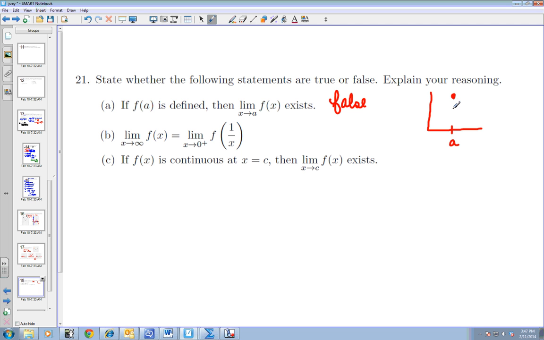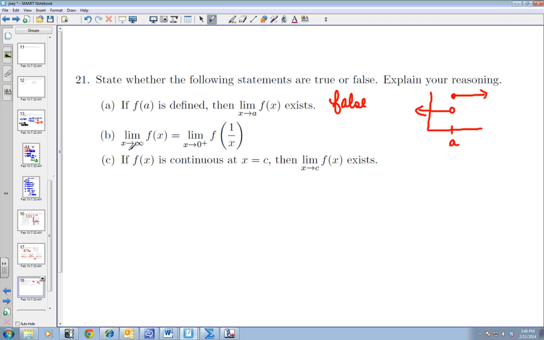Well, that's not true because I could say, okay, there's my a, but when the limit, I might do this, f of a exists because I have a closed point at a, but the limit does not exist because I have this huge gap, because the limit as x approaches a from the left does not equal the limit as x approaches a from the right.